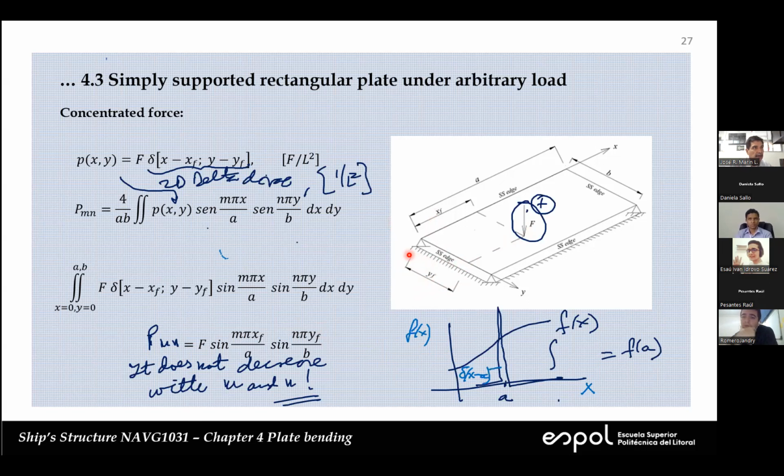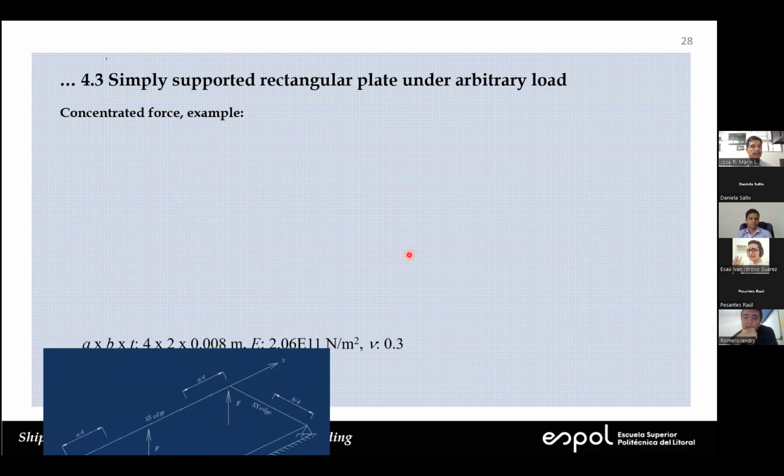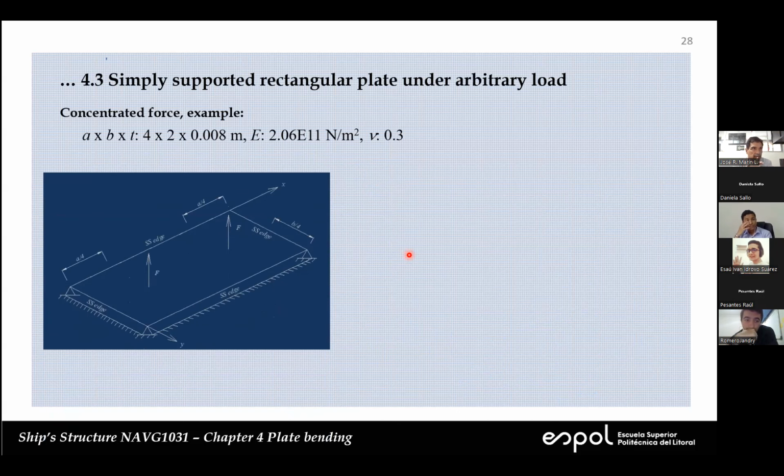We can go on for a few seconds. This example I'm going to share with you. It's not in the class notes, but I don't think it's that complicated. What I did was analyze this plate, I think this is steel. You can recognize it by the value of the Young modulus and the Poisson ratio. These are the dimensions of the plate: this is 4, this is 2 meters, this is 8 millimeters. So it's a good thickness.